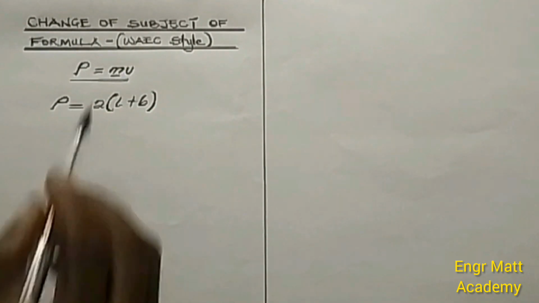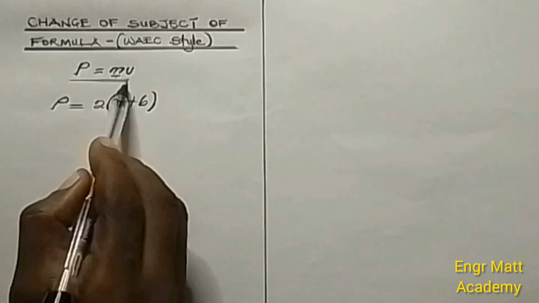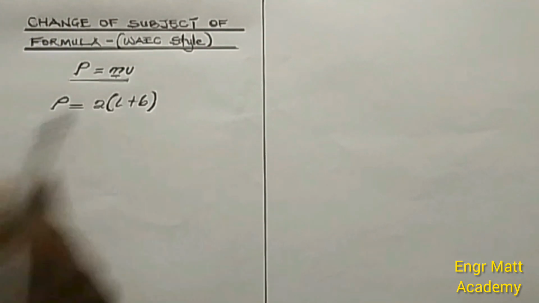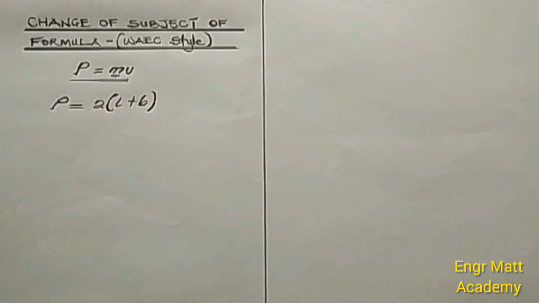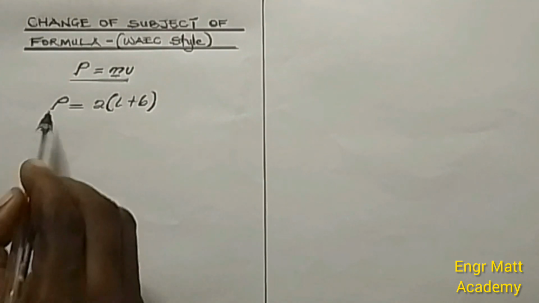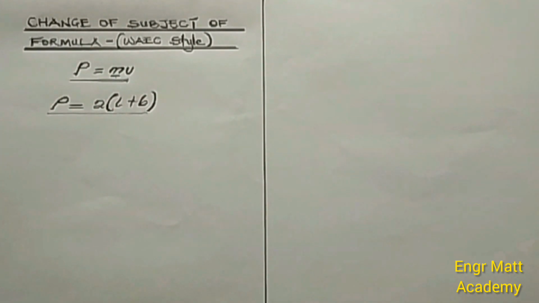When asked to make M the subject of this formula, many students will panic. They get scattered, and when they see something like this, their hearts skip beats. Why? Because they don't know which operation to handle first. But don't worry, by the end of today's lesson, you will know exactly where to start from, and questions like this will no longer scare you.